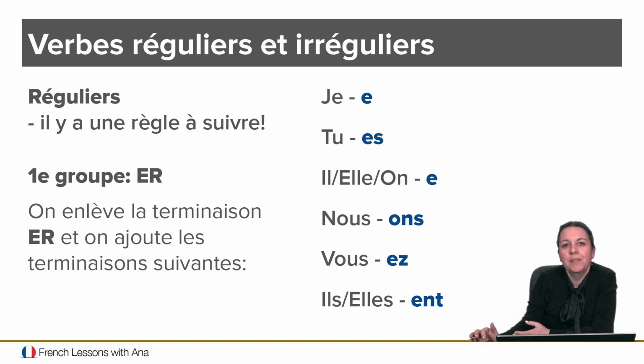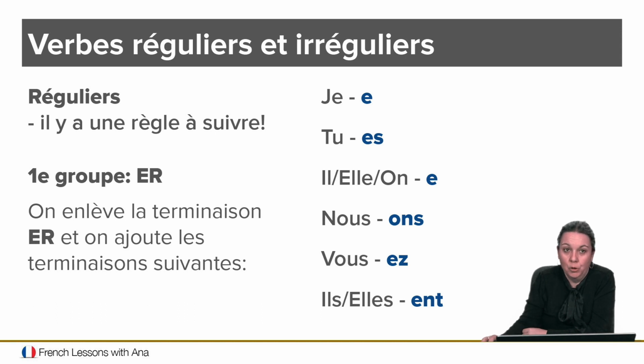So let's look at the ones that can follow the rule. In French, there are three main groups of verbs, so it's the endings that determine what they are. The first one is the group that ends in ER, RE and IR. We're going to get to them one by one, okay? So the ER verbs, there's only one rule to follow. Il y a une règle à suivre, okay? Just one rule to follow.